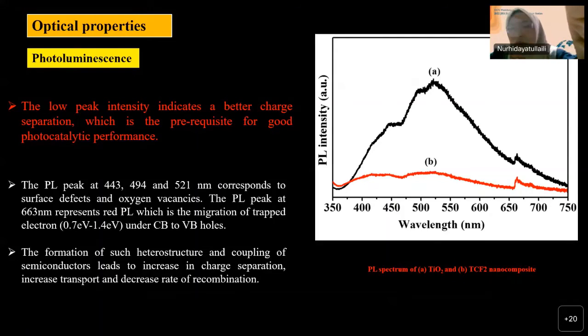So we also studied the photosensitive absorption of this hybrid system, and it showed that the low peak intensity indicates better charge separation. So it means that this system has a good, stable electron-hole recombination behavior as compared to pure TiO2, which is a main requirement for good photocatalytic performance, especially if we want it to be used under sustainable solar light radiation.